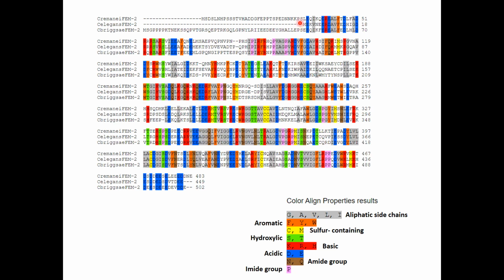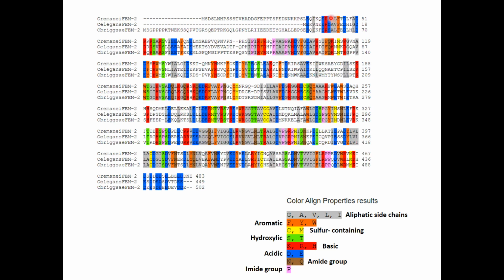Here we see an amino acid which is named glutamic acid. It is present in all the three sequences. So we can say it is similar. We can also say it is identical. So it is the same amino acid. But if we look here, there are two amino acids. One is glutamic acid and the other one is aspartic acid.